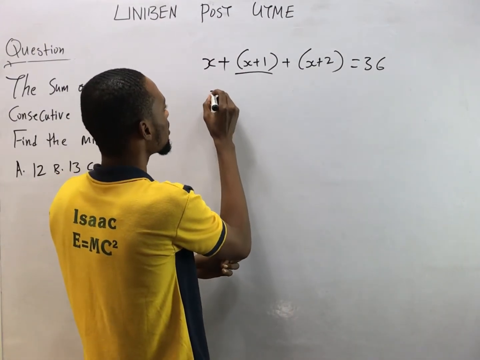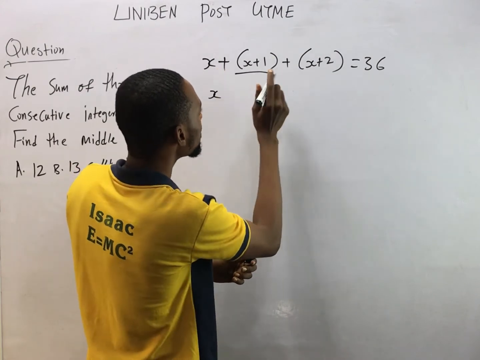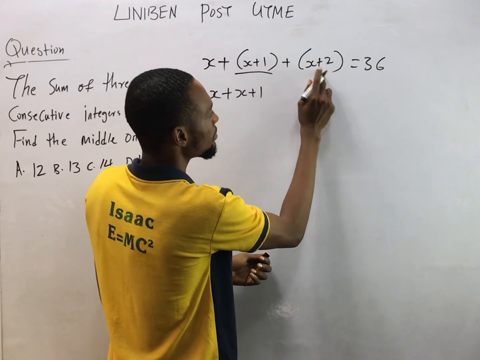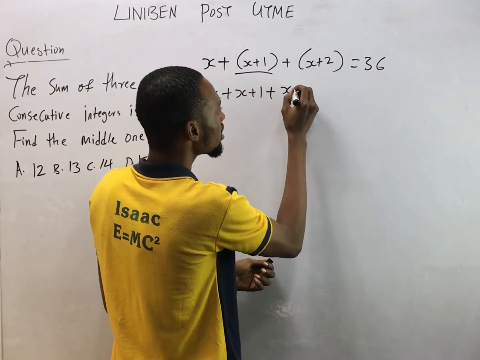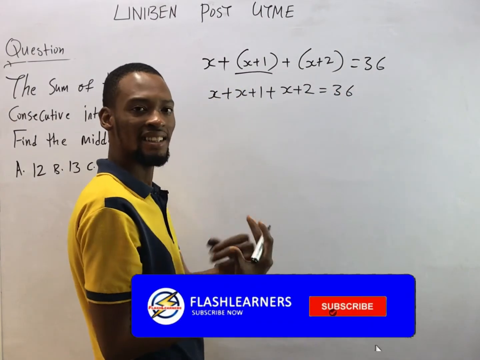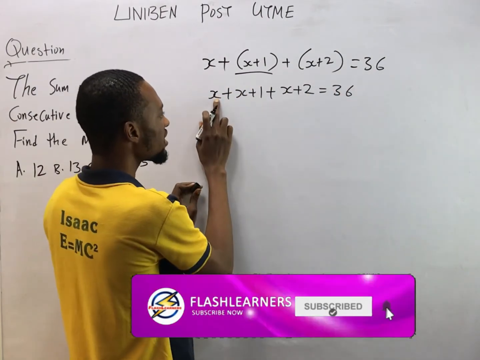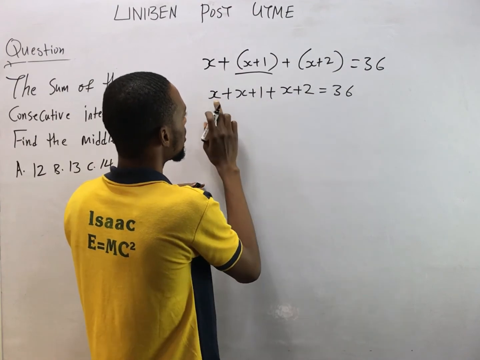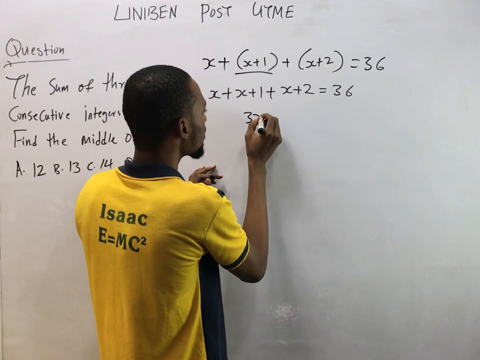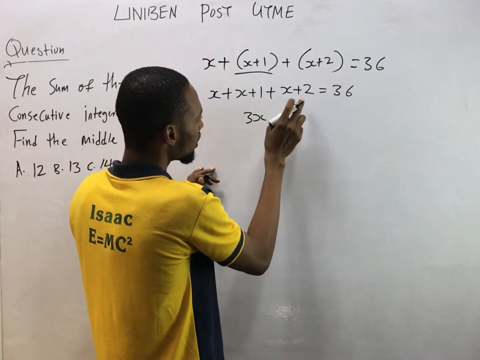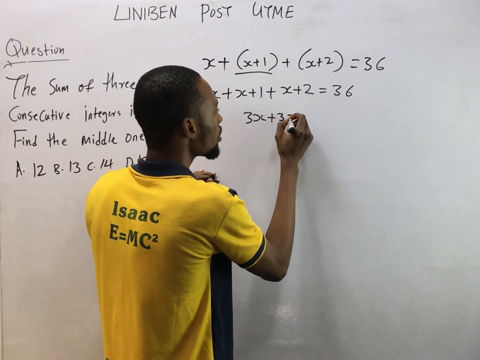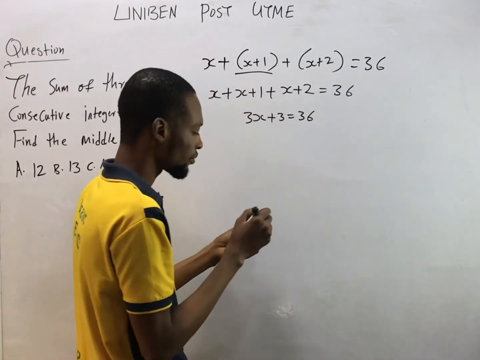This is the same thing as S, plus S plus 1, plus S plus 2, equals 36. So let's add like terms. We have S here, we have S, we have S. S plus S plus S means 3S. Then you have 1 here, you have 2. 1 plus 2 will give you 3. So this is equal to 36.